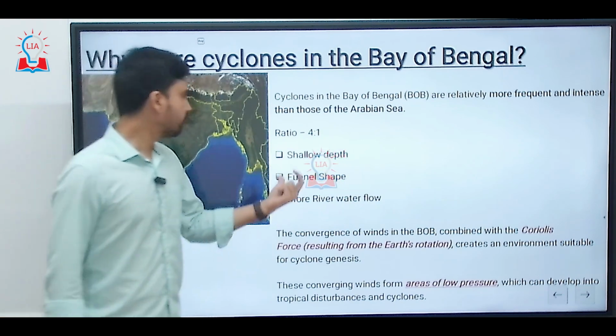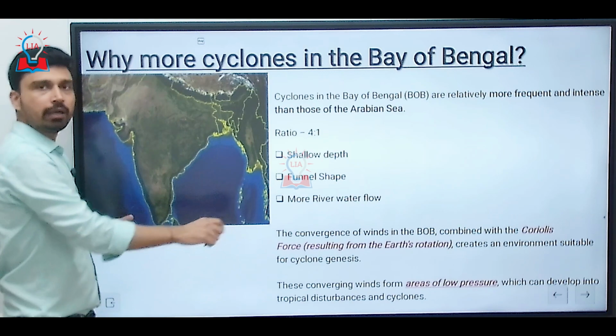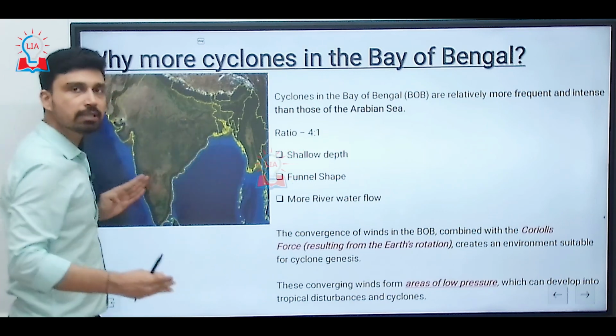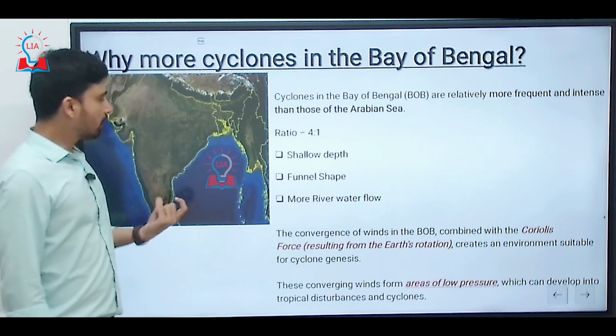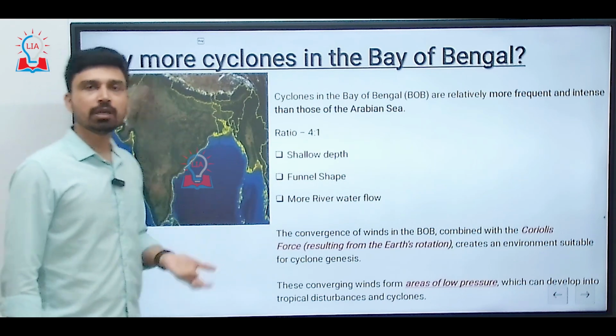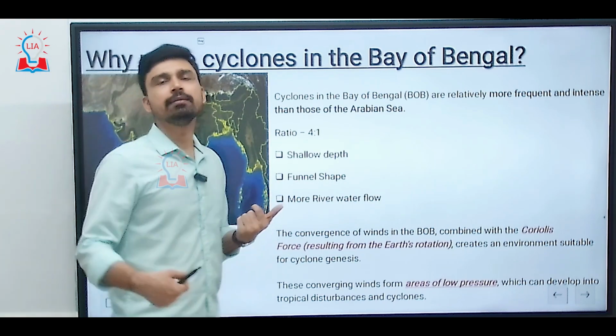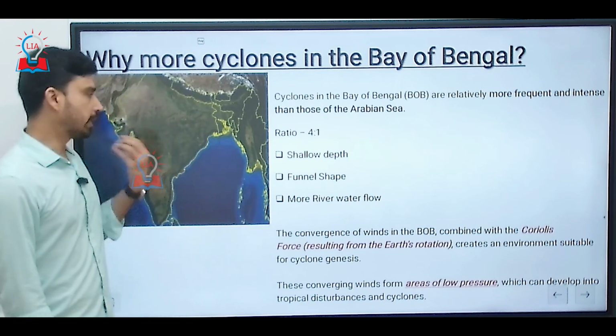Second, it has a funnel shape, as you can see from here. Due to this, when wind converges in this area, they pick up a very high speed, and as they pick up a very high speed, if sea surface temperature is conducive enough, there is very high probability that it will convert into a destructive cyclone.